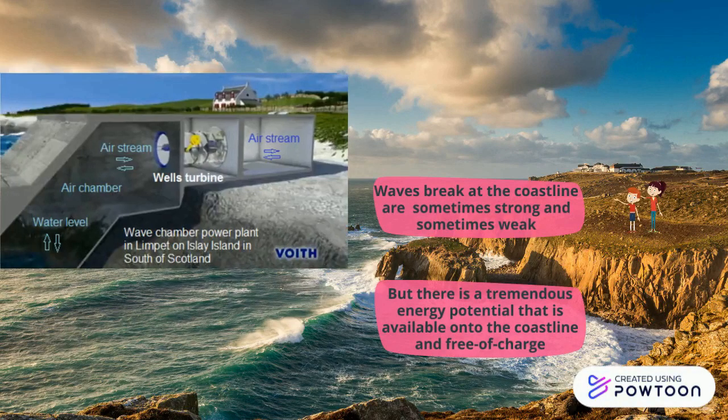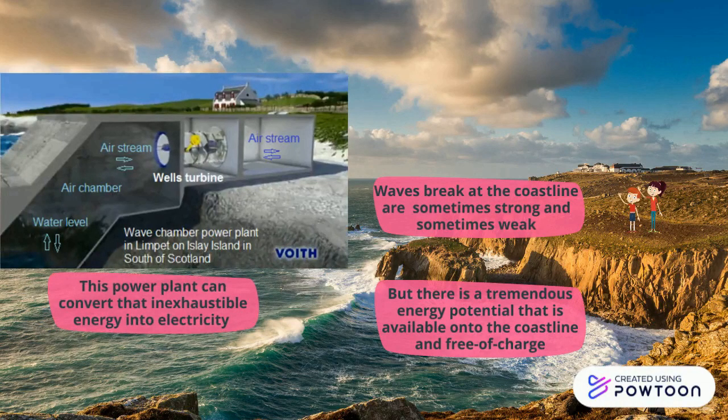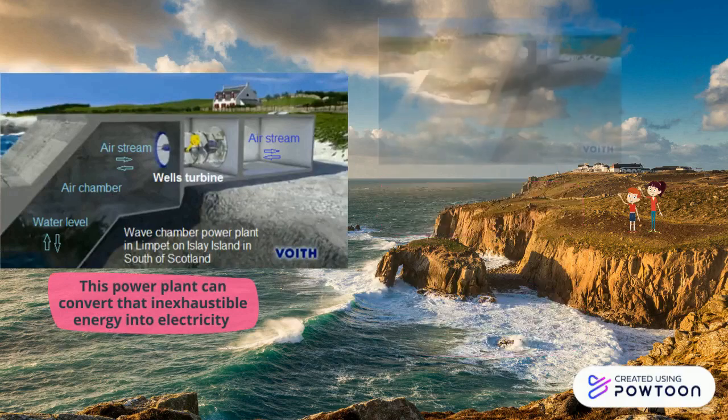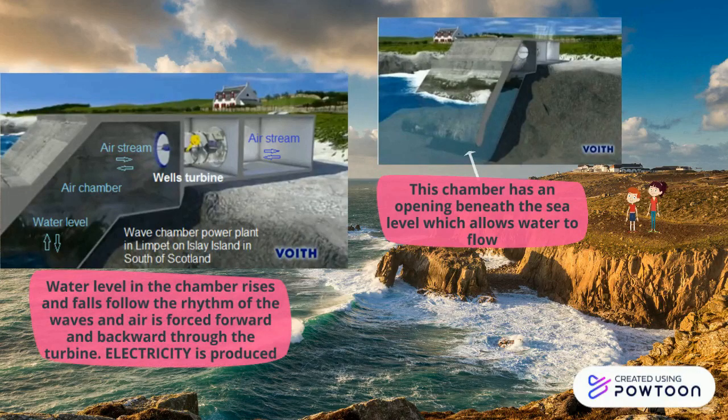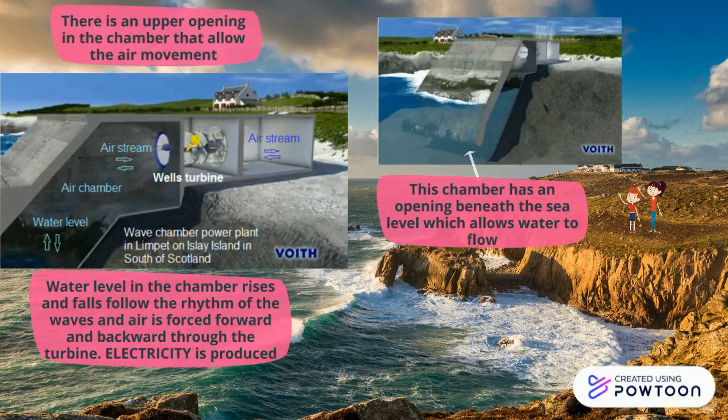This power plant right here can convert that inexhaustible energy into electricity. This chamber is an opening beneath the sea level, which allows water to flow. The water level in the chamber rises and falls, following the rhythm of the waves, and air is forced forward and backward through the turbine. Thus, electricity is produced. Moreover, there is an upper opening in the chamber that allows the air movement.